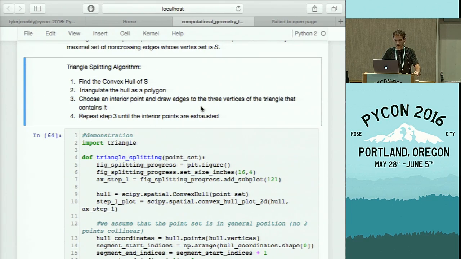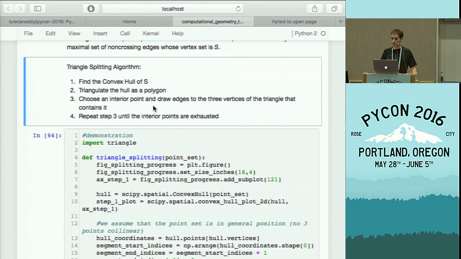So we're going to try to find the convex hull of the input data set, the point set S. If we're working in 2 dimensions, that will give us the perimeter of the point set, the convex perimeter. And then we'll triangulate the hull as a polygon. We'll again use Jonathan Shewchuk's triangle library to get the triangulation of the hull.